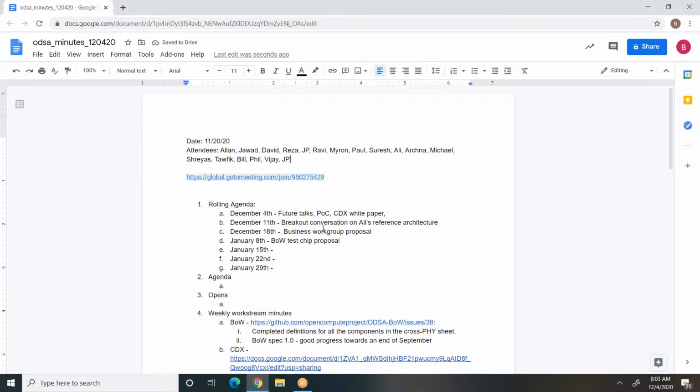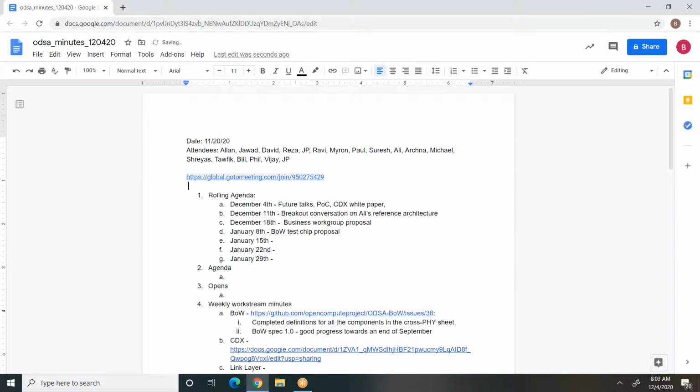Jawad and David with a discussion about the CDX white paper, and I'm looking for volunteers. And finally, if we have some time, I want to have a discussion about who else we can bring into the agenda in the future. That's basically it. Does anybody have any big opens before we go to these two? Okay, I'll do a poll. So Suresh, Vijay, it's all yours.